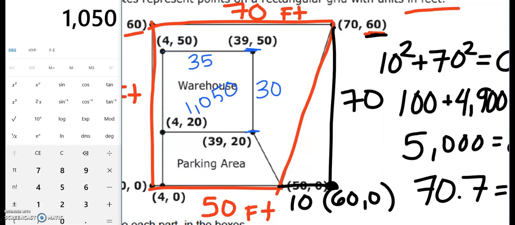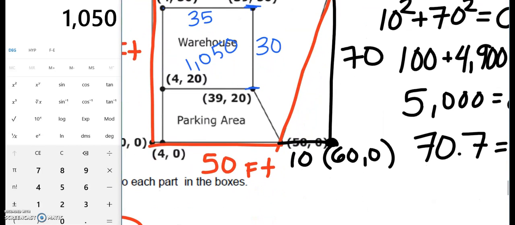Now the parking area is a trapezoid. So I'm going to have to know the base 1, the base 2, and the height. So my height, to get from 0 up to 20, my height is 20. To get from 4 to 50, which is this bottom base, I had to go to the right 46 boxes. And then for my top base, to go from 4 to 39, I had to go 35 boxes. So those are my 3 measurements that I need for the area formula.